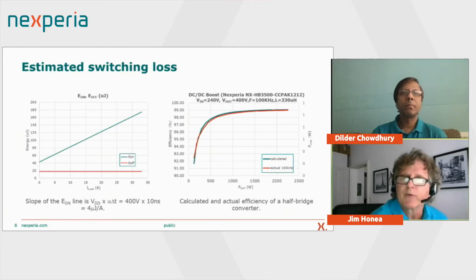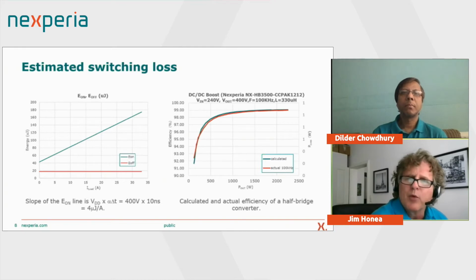So here on the right, we're showing a simple half bridge using the parts that we've been looking at, boosting 240 to 400 volts at 100 kilohertz, and comparing the calculated with the actual switching loss, or the efficiency rather, at 100 kilohertz. And you can see it is a reasonably good match. So this gives us confidence that we have correctly identified the switching loss in these devices.